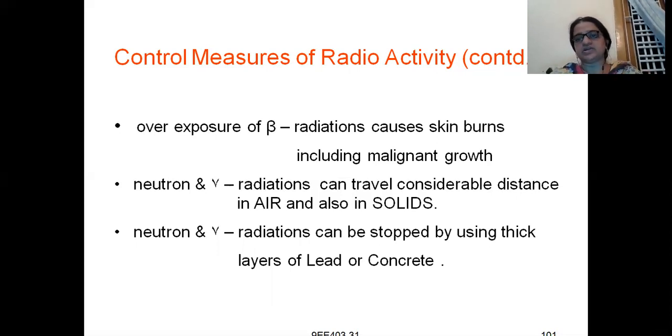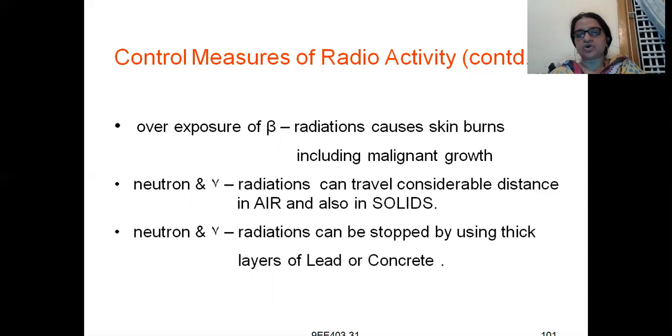Exposure of beta radiations will cause skin burns. Overexposure means, for example, if people are working for some years with these radioactive materials, such as the plant operator, the skilled person who looks after the nuclear reactor vessel, then he will definitely get exposed to this type of radiation, because inside the nuclear reactor these radiations come out. If he is overexposed to beta radiations, skin burns will occur, including malignant growth.